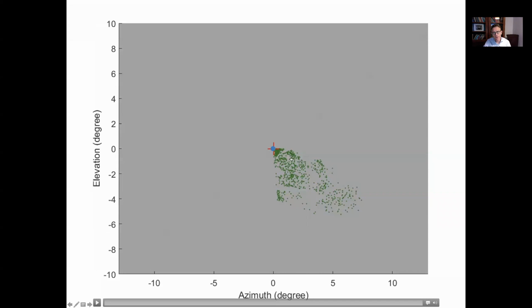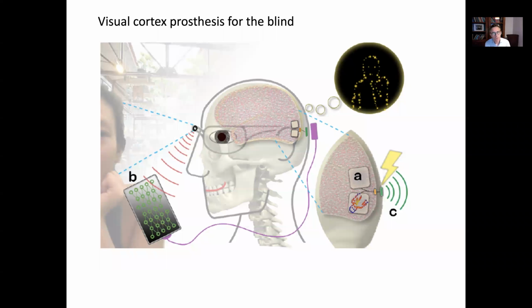Okay, again, here are all the receptive fields. The ones that we're stimulating are shown in white. We try to impose the letter L, monkey reports letter L. So we're really excited that this now works. Okay, so it's all, of course, proof of principle. There's still a lot of work before we have a working visual cortical prosthesis.